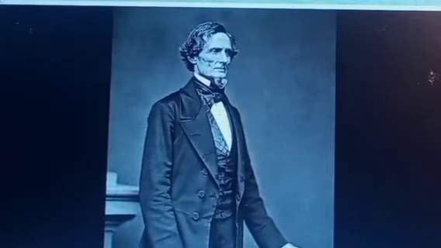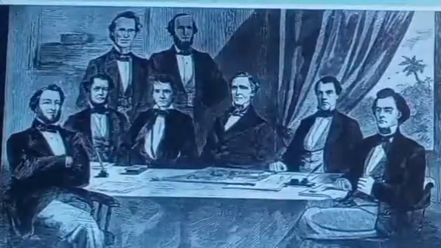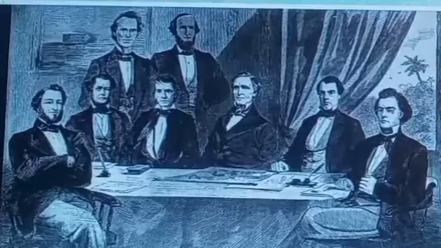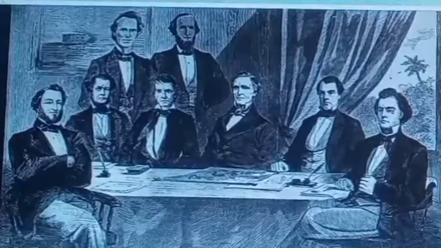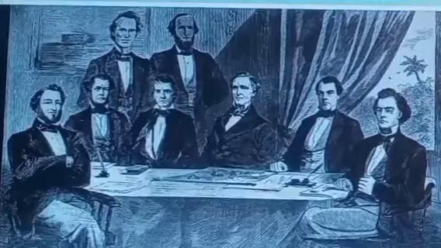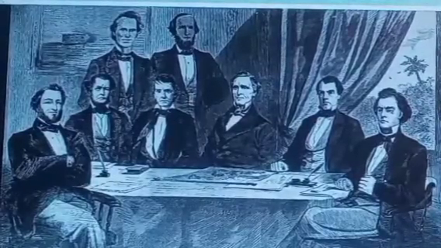Jefferson Davis, President of the Confederacy from 1861 to 1865. Davis Cabinet in 1861, front row, left to right: Judah P. Benjamin, Stephen Mallory, Alexander H. Stephens, Jefferson Davis, John Henninger Reagan, and Robert Toombs.